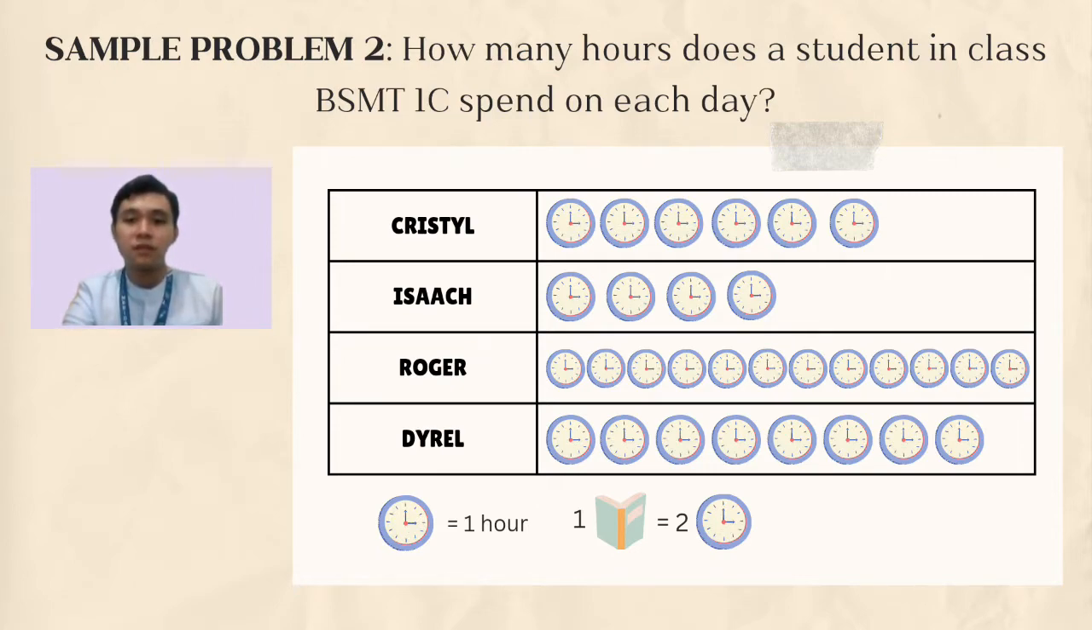For each of the students, I made a table. Under the table we can see the title, and under the title we see the scale. The scale we're going to use is a book. So 1 book is equal to 2 hours.